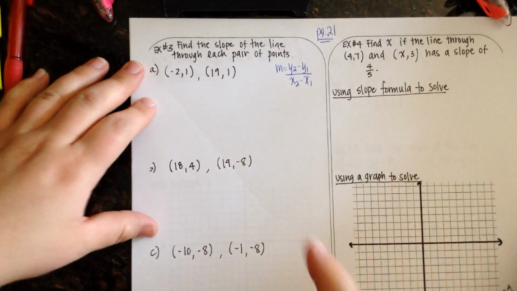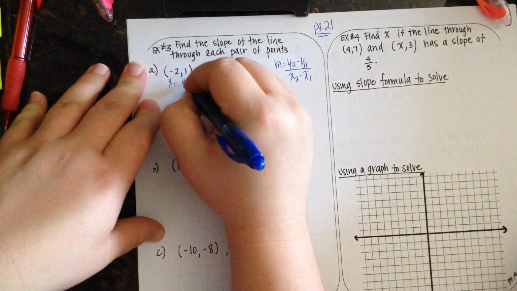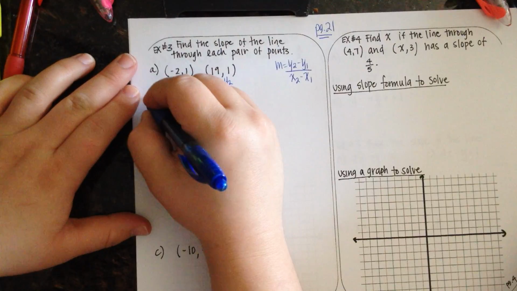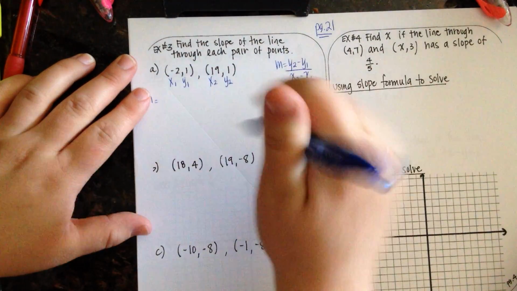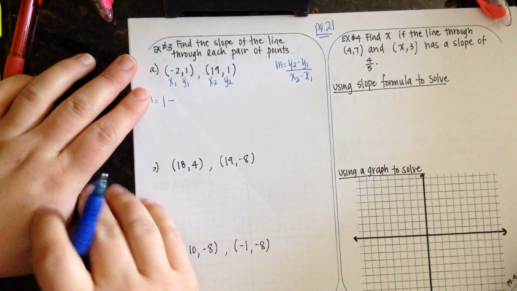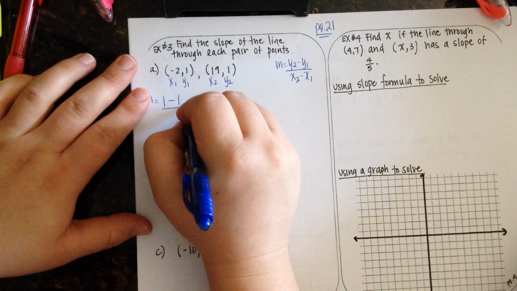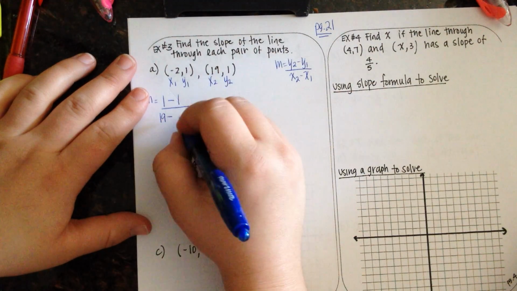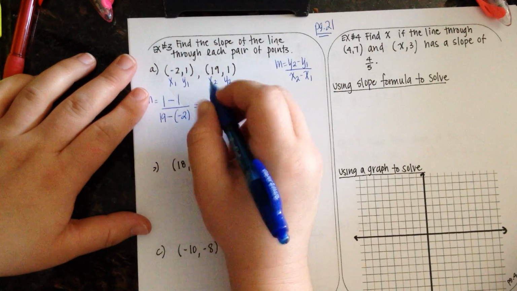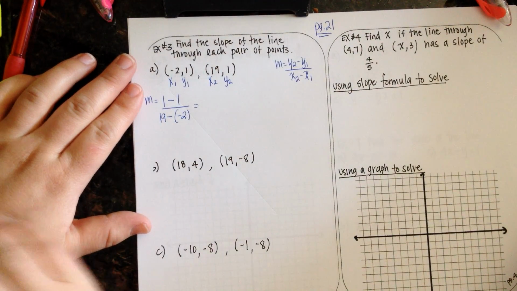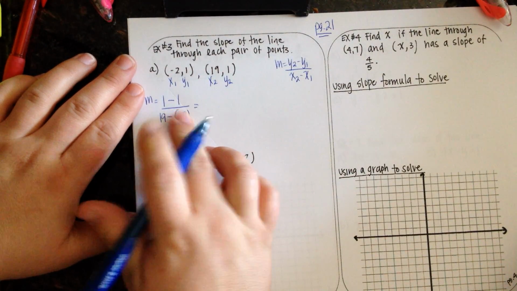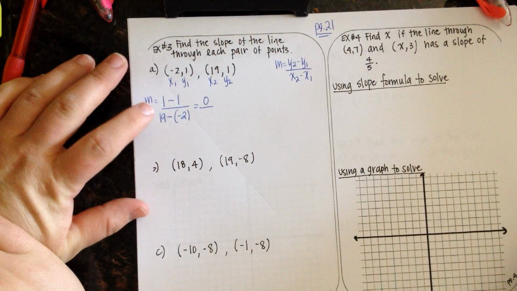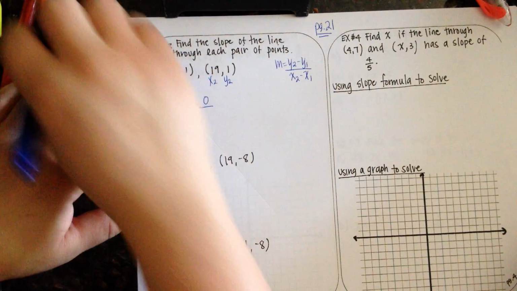Okay, so the easiest thing to do is label these x1, y1, x2, y2, and then plug those straight into the formula. y2 is 1 minus y1 is 1. x2 is 19 minus x1, which is negative 2. You're going to end up showing all of your work. So even if you already noticed this is 1 minus 1 is 0, and what happens when 0 is on top, I want you to go ahead and finish this.